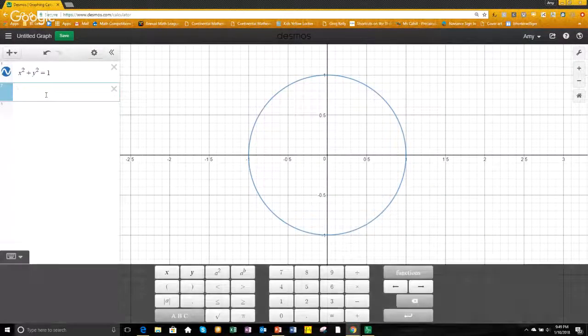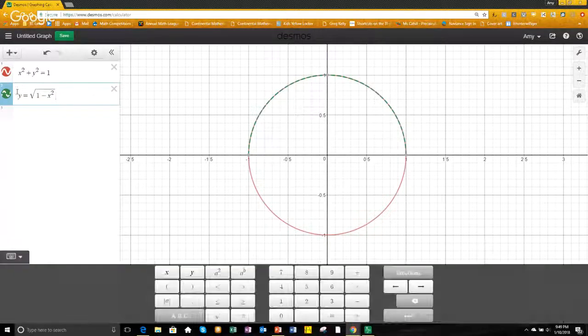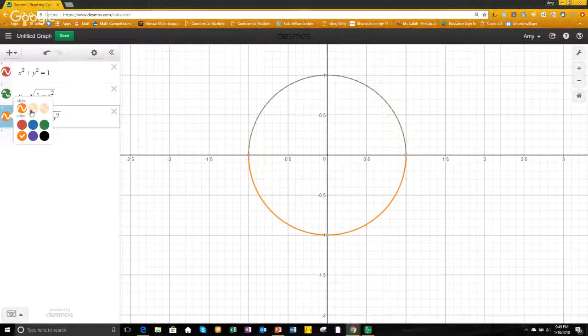And then we can type in our two implied functions that we solved for. We can say y equals the square root of 1 minus x to the second. And you'll notice right away that that is the upper part that's green here. And we'll make this one red up here so we can see the difference better. And the bottom part would be, if I were to copy and paste this and put a negative here, and you see that the bottom part is indeed the negative part.